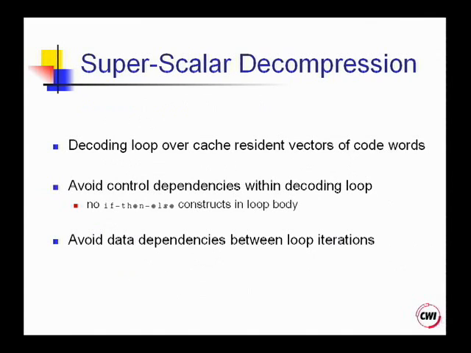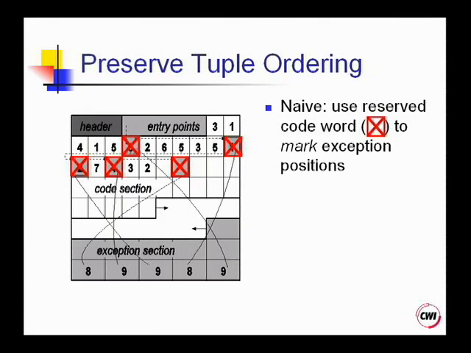Yeah, that gets us to the design guidelines for decompression code. We implement the decompression as loops over the code words. We decompress these, and we want to avoid if then else in them, and also the data dependencies. And I'll show you soon how. The naive way to mark the positions of the exceptions within the code section is to use a specific reserved symbol for them. And this doesn't work because it requires an if then else in the decoding loop.